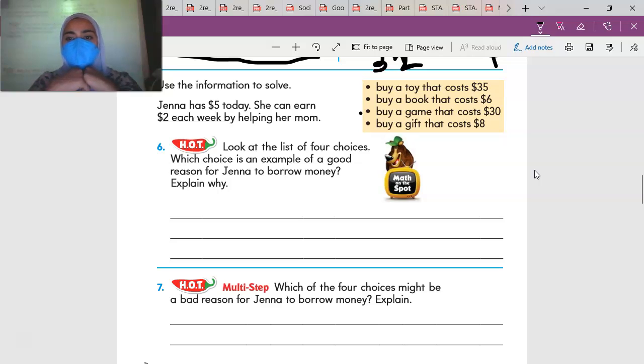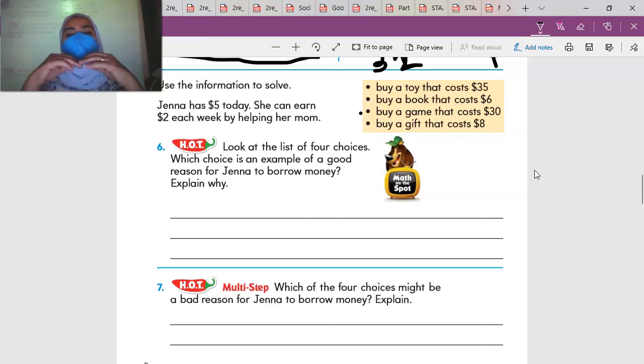Okay. Buy a book that costs $6. Okay. Buy a game that costs $30. Buy a gift that costs $8? Maybe. Okay, but is it a good reason to borrow? What's a good example, a reason to borrow money?